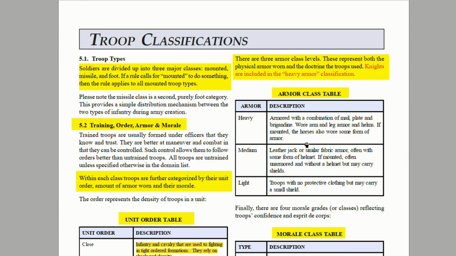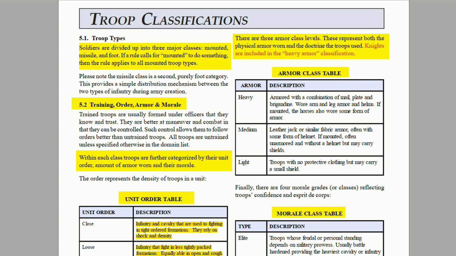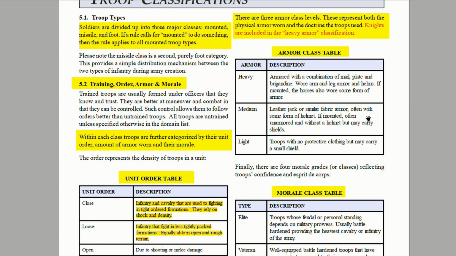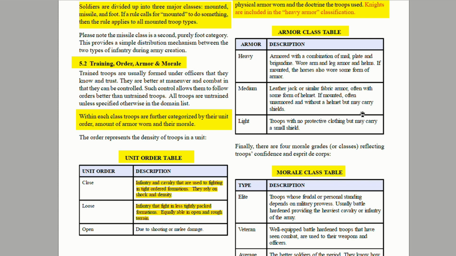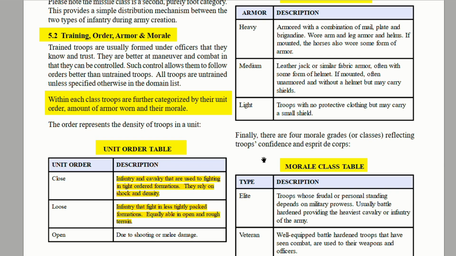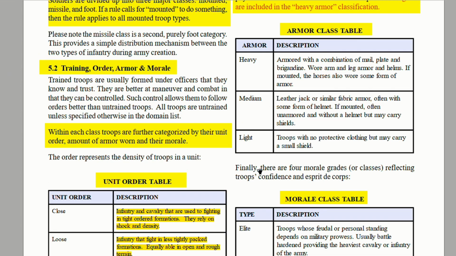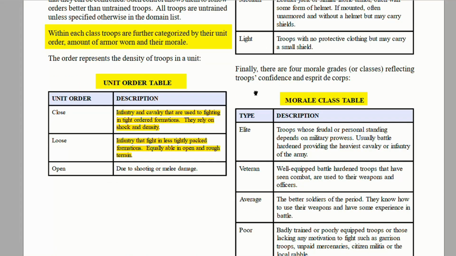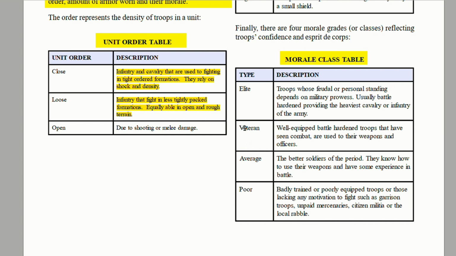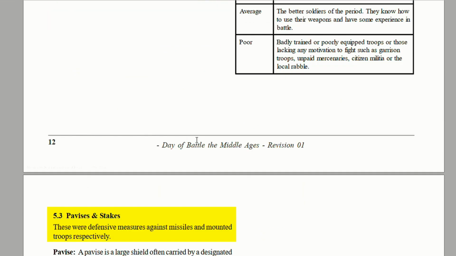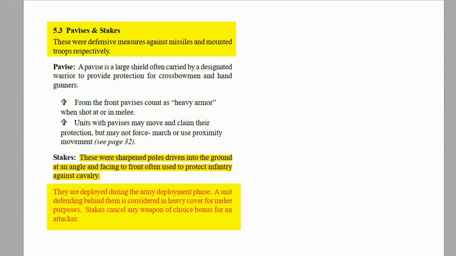So here we have troop classification. I like this part because it reminds me of my old medieval warfare rules. I like when rules have a lot of classifications. So you have close, loose, and open order. You have heavy, medium, and light infantry, light troops, excuse me. You have elite, veteran, average, and poor. Here you have certain special rules.